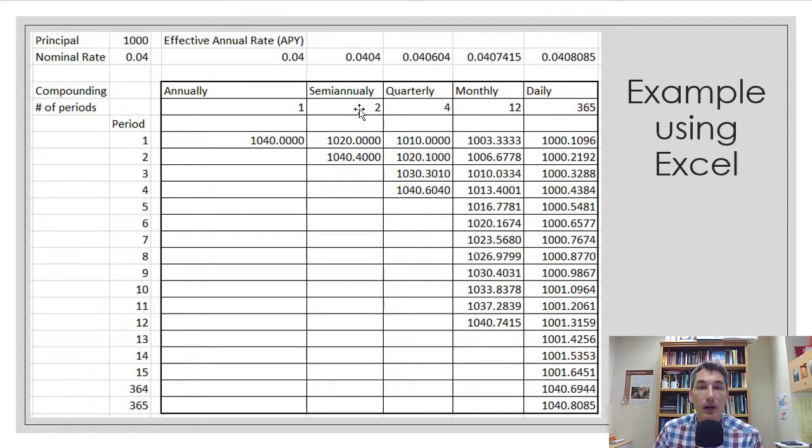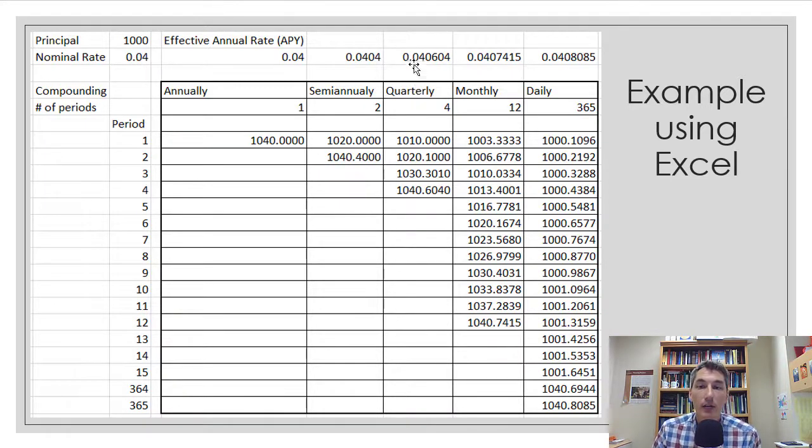But if you compound it semi-annually, so twice a year, then after 6 months you get $20 in interest, and then after another 6 months you get $20.40, because you're getting interest on the interest. That 40 cents is 4% of $20. So you end up with more than if you had just compounded it once, and your annual effective rate, this would be your APY, 0.0404, is bigger than the nominal rate.